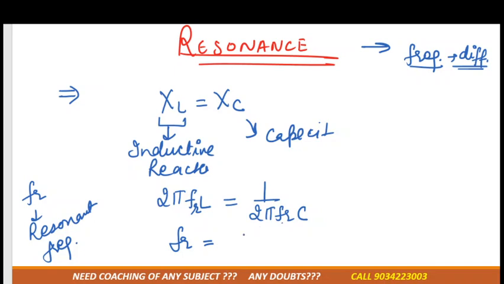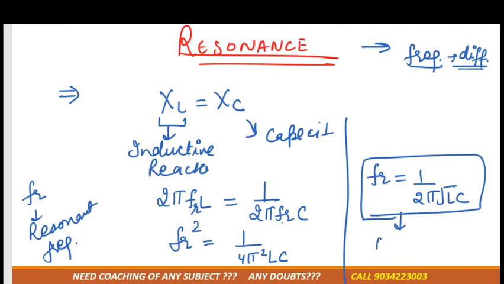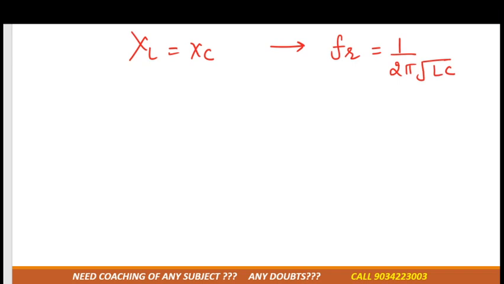It would be 1 by 4 pi square LC for FR square. If we solve completely, then we get FR is equal to 1 by 2 pi root LC. That is the frequency, and it is known as the resonant frequency. So for resonance we have one condition, XL equal to XC. From that we derive the FR value, the resonant frequency, which is different from the normal frequency: 1 by 2 pi root LC. So this is one condition.